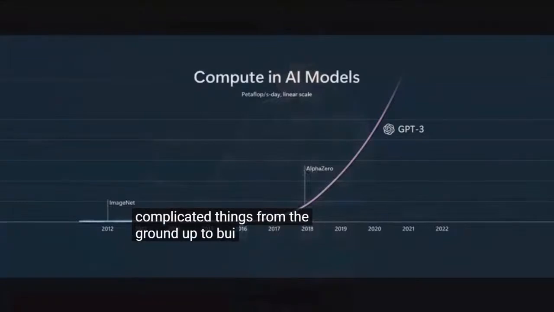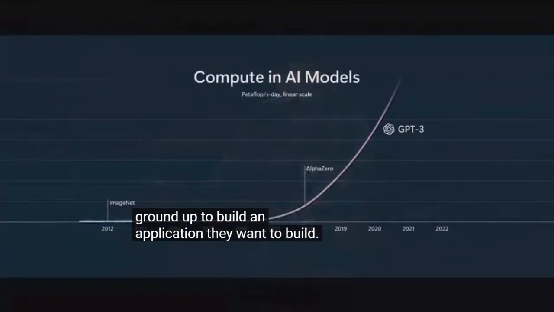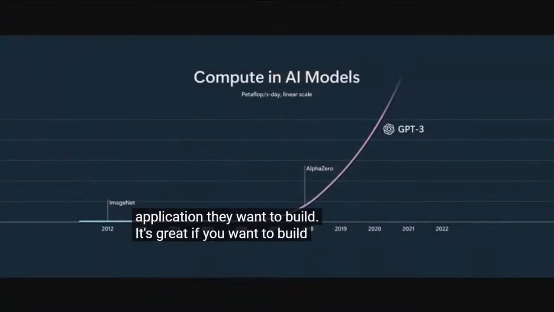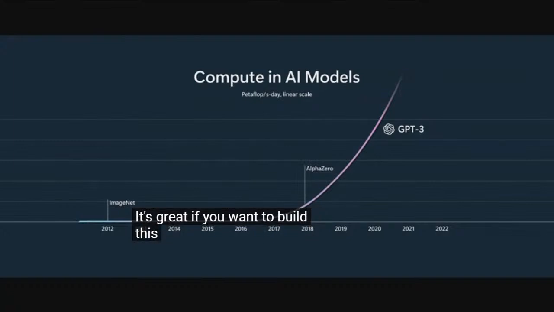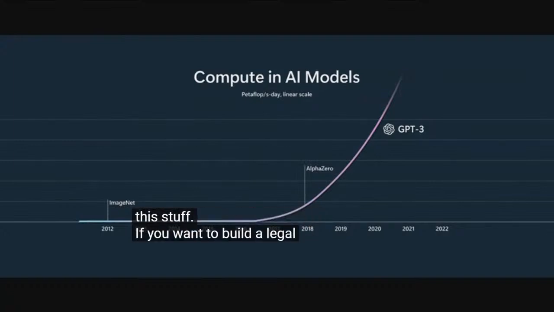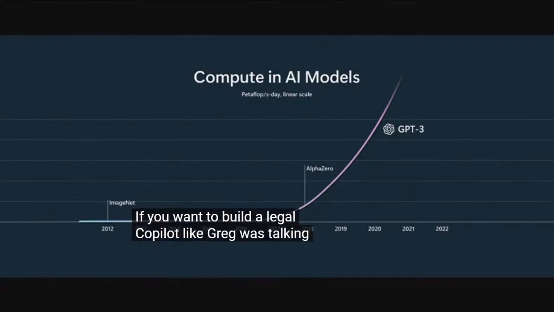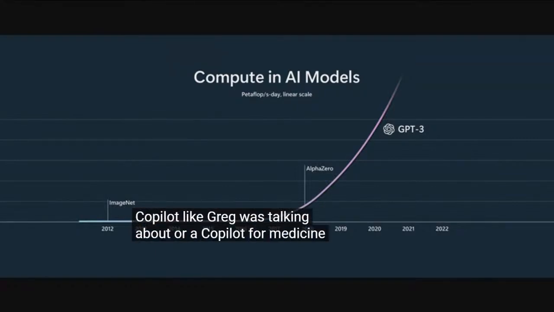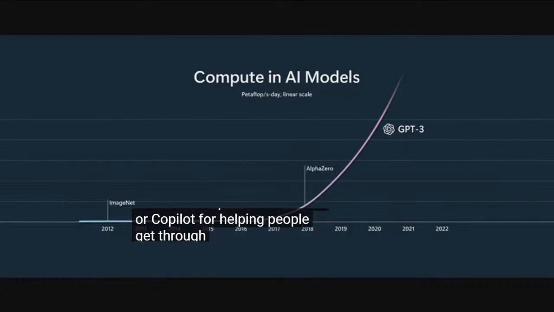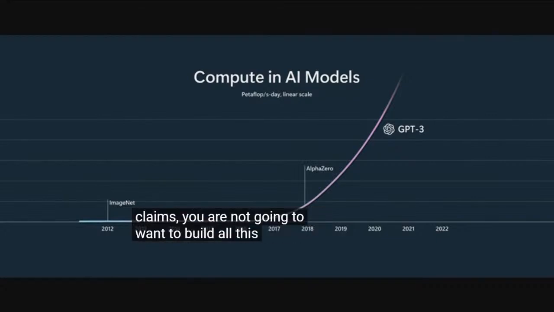It's great if you want to build all of this stuff, if you want to be a platform company or an infrastructure company. But if what you want to do is build a legal copilot like Greg was talking about, or you want to make a copilot for medicine or a copilot for helping people get through their insurance claims, you are not going to want to build all of this stuff from the ground up. It will be economically infeasible.